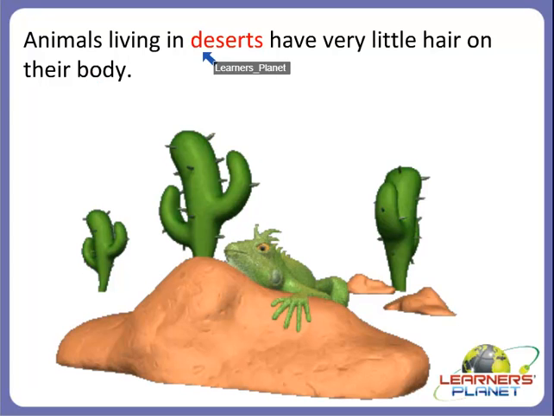There are some animals that live in deserts also. For example, camels, right? So the animals living in the deserts have very little hair on their body. As you can see here, right? This is a picture of an iguana, and this animal lives in the desert. So such animals have very little hair on their body, right?